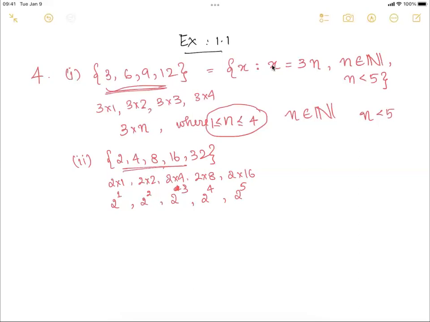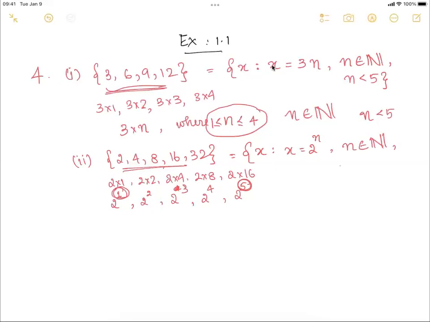So you can write this as a set of all x such that x is equal to 2 to the power n. The reason I write 2 to the power n immediately followed by n belongs to the set of natural numbers is because n in the set starts from 1 and ends at 5. It does not start at 0. It does not take any negative value, so it cannot be a whole number or an integer. It has to be a natural number.